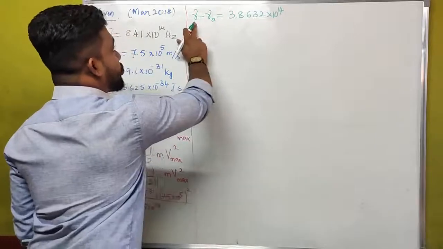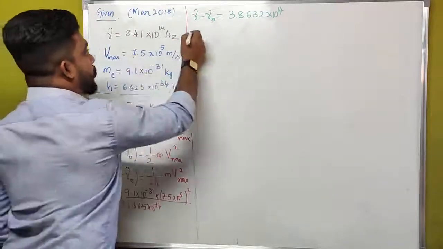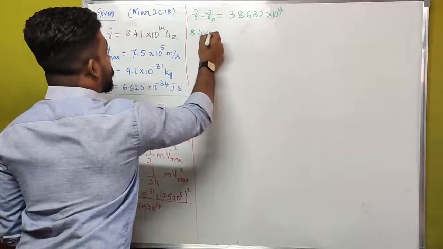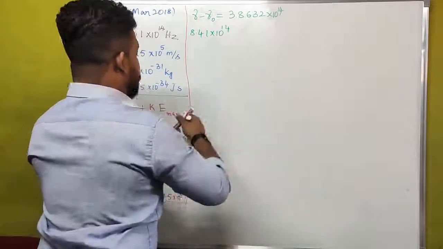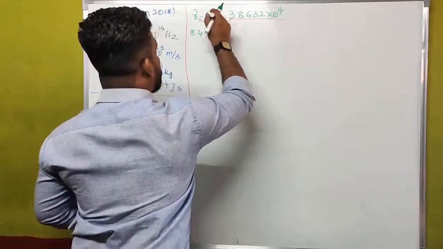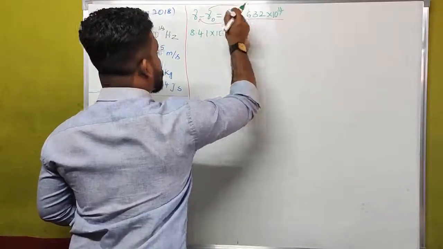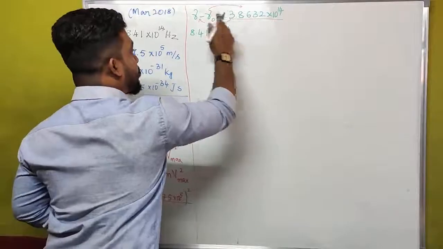What is the value of nu? Nu is equal to 8.41 into 10 to the power of plus 14. Now I am sending this 3.86 to the other side of the equation and this nu naught to the other side of the equation. Then what will it become? The sign will change. Plus will become minus.